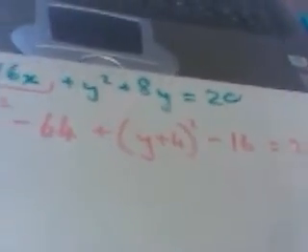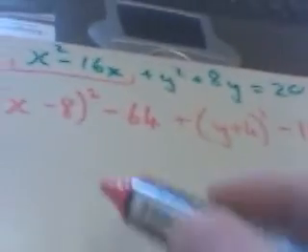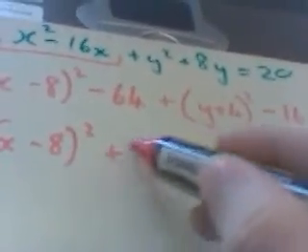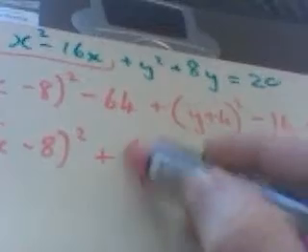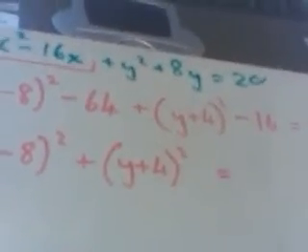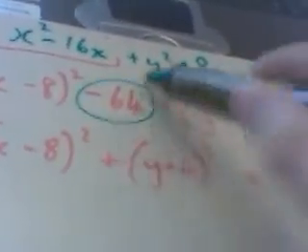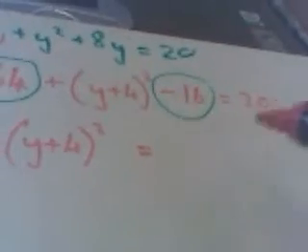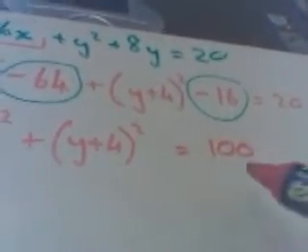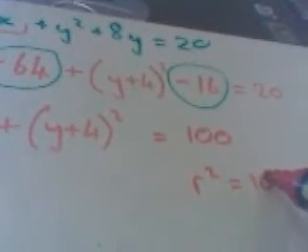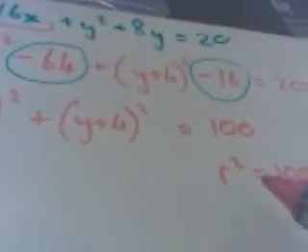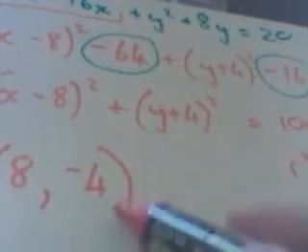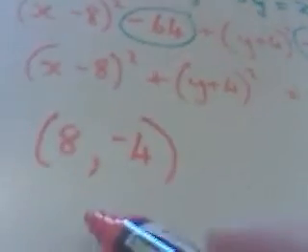And we've got equal 20. And so we've got x minus 8 all squared plus y plus 4 all squared equals, well, we're adding 64 and we're adding 16, which is a total of 80. 80 onto the 20 gives 100, which means r squared is 100. So we now have the centre is 8, minus 4, and the radius is 10.